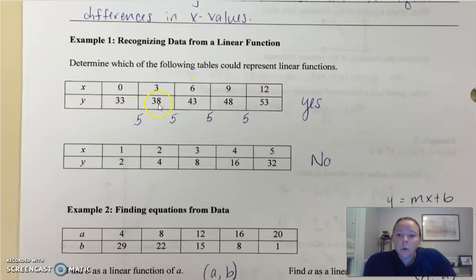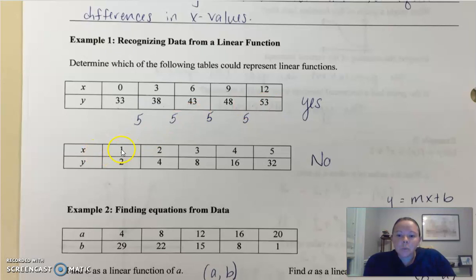And then look at your y's. Take the one to the right and then subtract the one to the left. You get 5. Now see, do you add 5 to the next one? Yeah. Add 5, add 5. Since it has a common difference, which is what we call that, yes, this is a linear function.